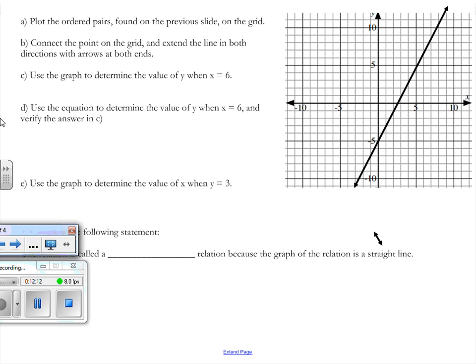Practice plotting them. I understand that this might be easy, but you've got to practice. Try plotting it for C. Draw a line through the dots that you put on. And you should see that it's the line that's right on there. Ready? Okay.